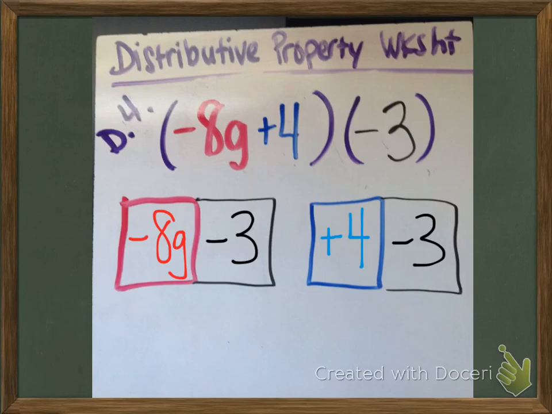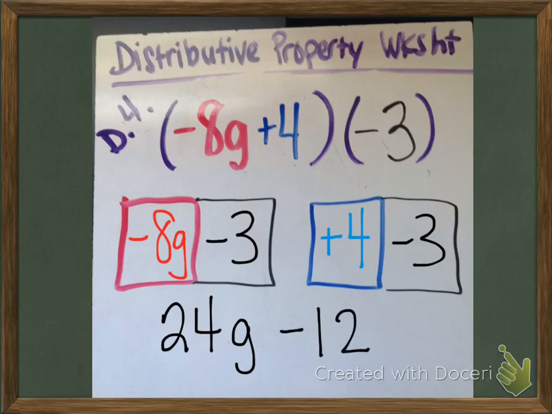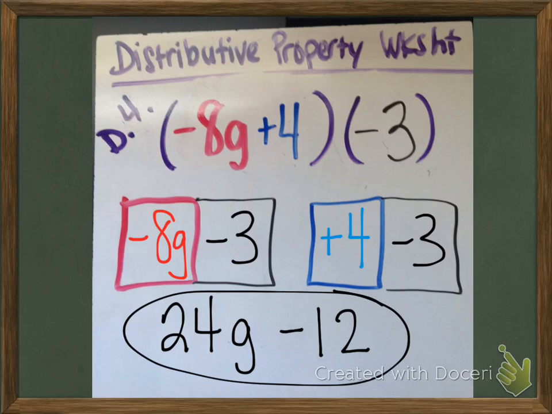Now solve it. A negative 8g times a negative 3 is a positive 24g. A positive 4 times a negative 3 is a negative 12. Your answer is 24g minus 12.